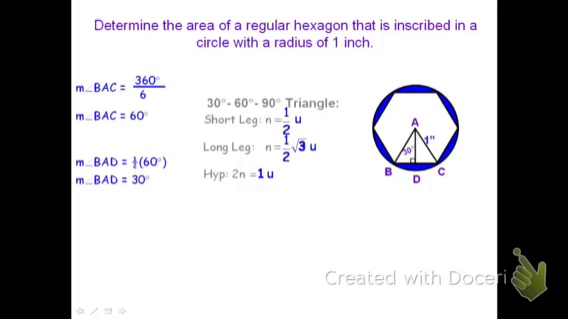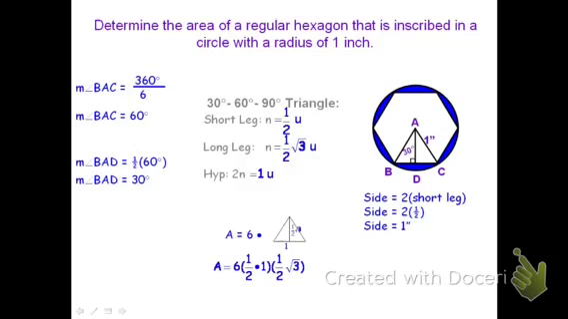So I'm ready to find the area and the perimeter. The hexagon has 6 sides, and each side is 1 inch. Area would be 6 triangles, each triangle half of base times height. Half of the 1, which is the base, times the height, which is half root 3, would give me 3/2 root 3 square inches. Now I can also approximate that, which would be about 2.60 square inches.